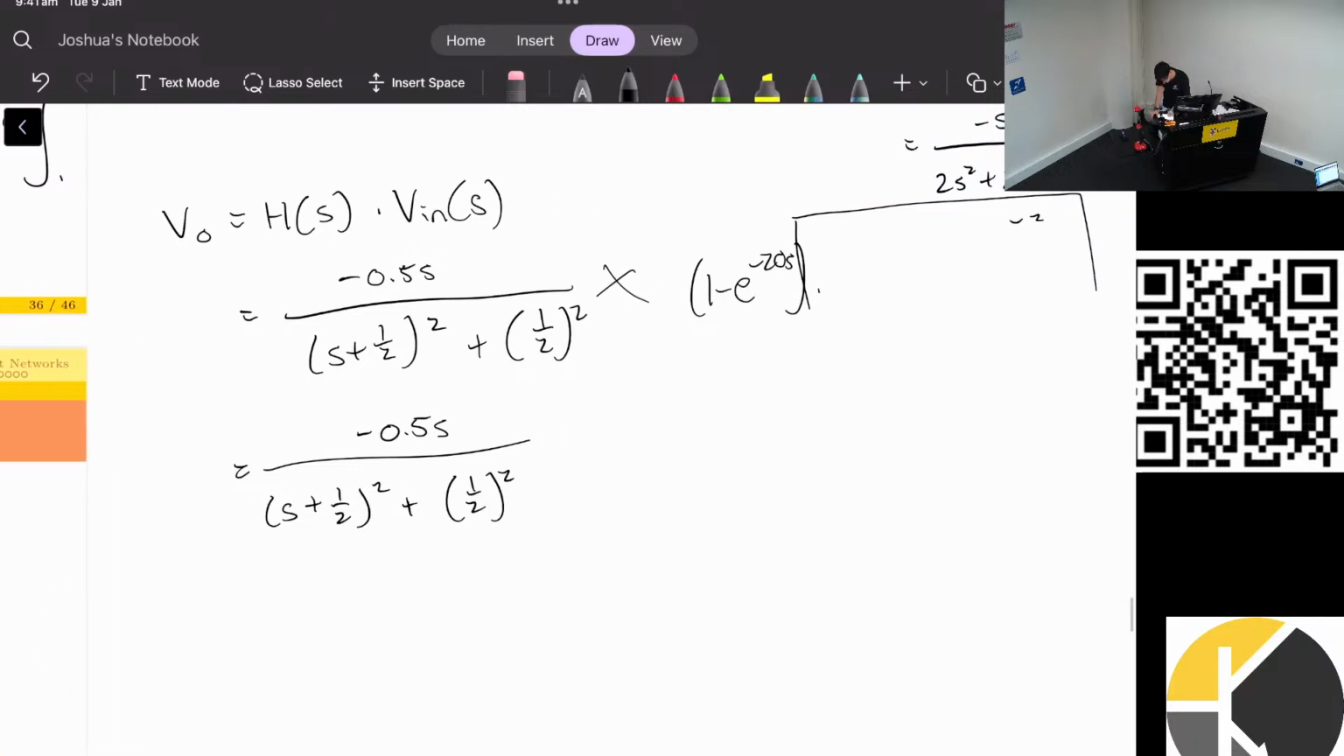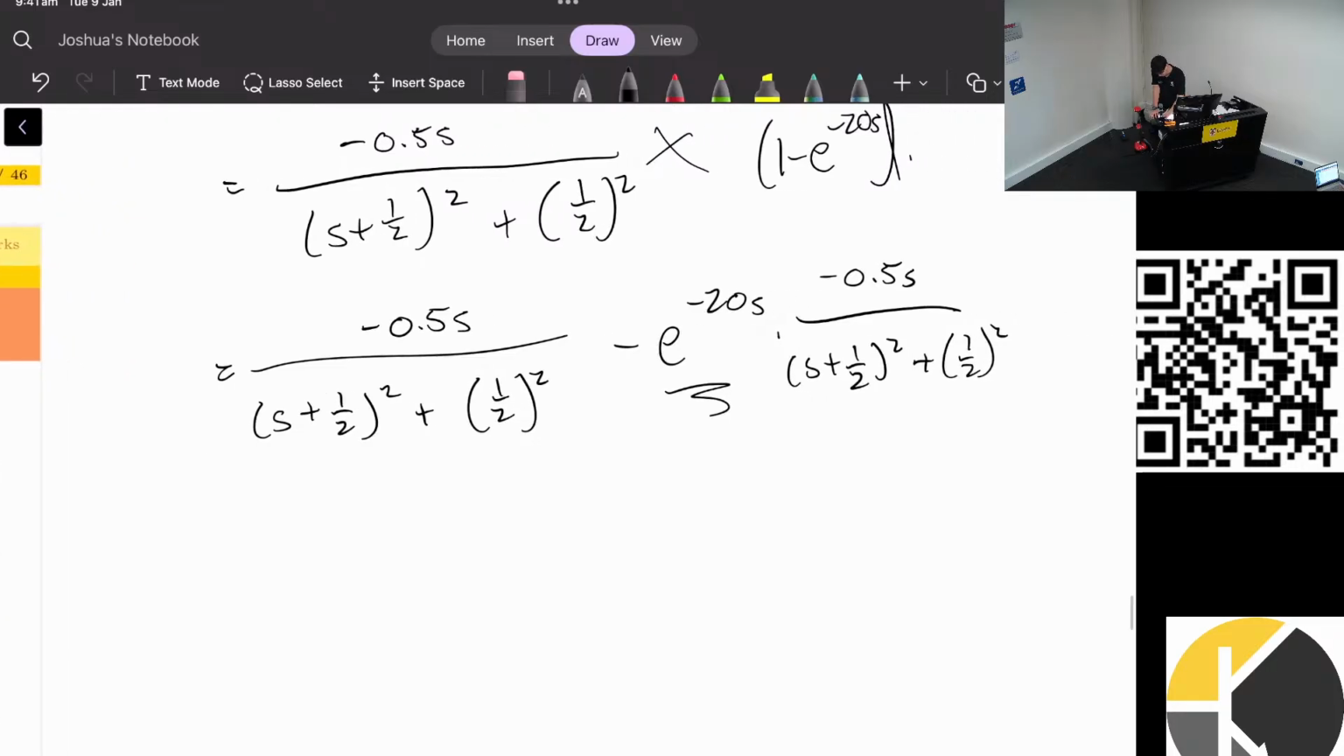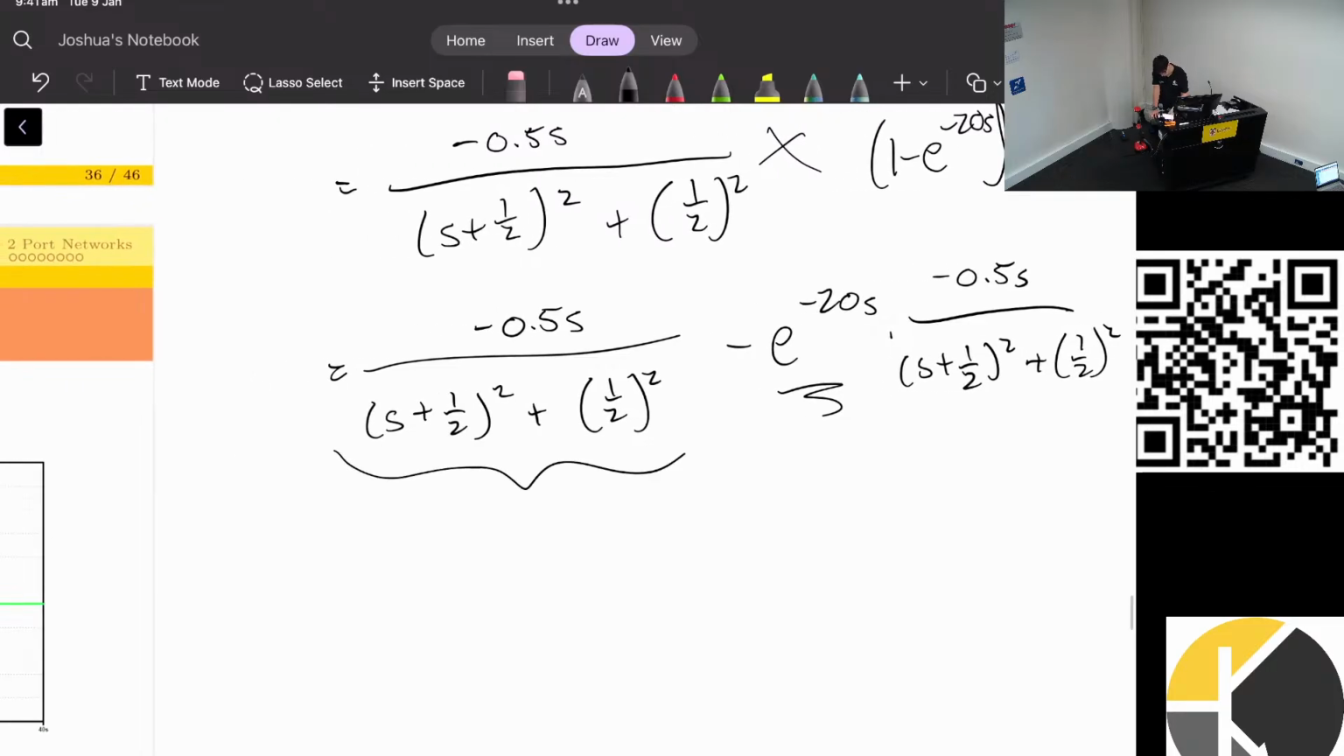So that's the first term, and then we have minus e to the minus 20s times the exact same thing. So if we can solve it once, then we can just use our first solution to solve this second term, because we know it's just going to have a time shift of 20 seconds. You missed it, sorry. Oh, my bad. Thank you, Josh. So we'll solve this.